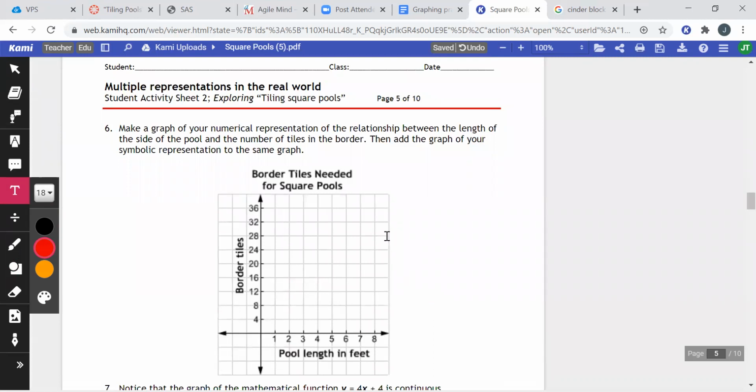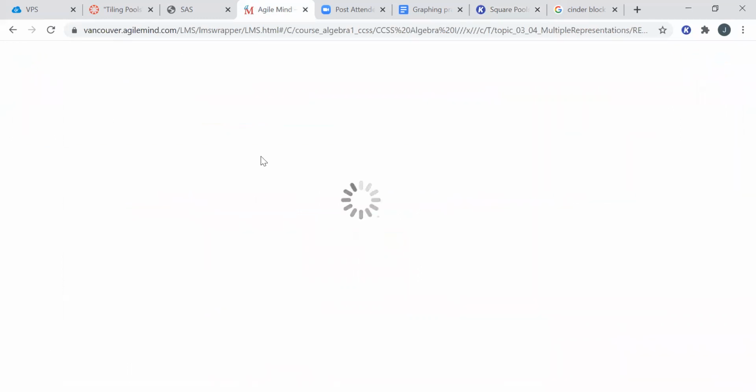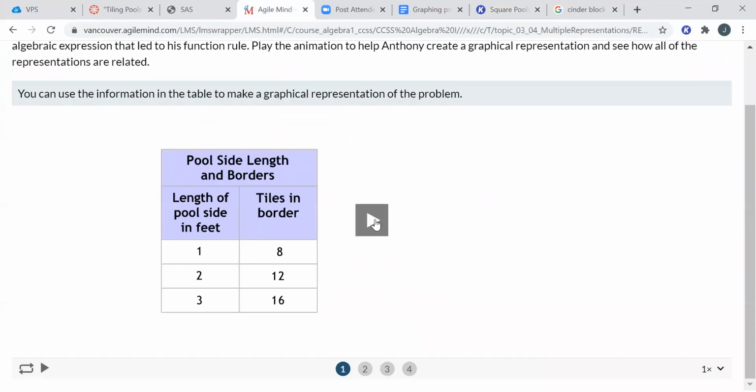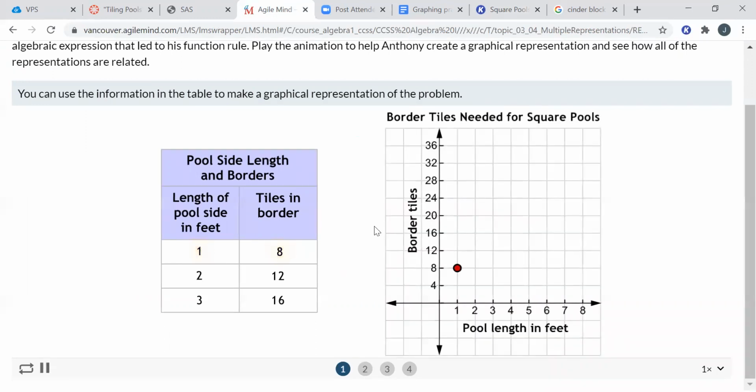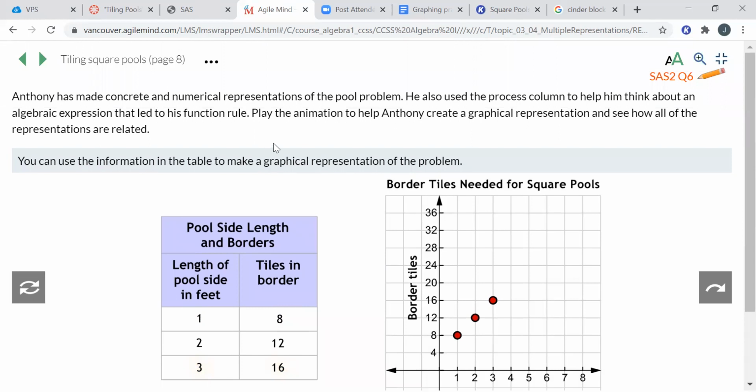Okay, making a graph. We're back to our assignment. Lots of talking to do. So next, we're going to use our information to make a graphical representation. We are back to our good friend and his tiled pool, not the flowers. So the pool was 1 by 1, 2 by 2, 3 by 3, and it had 8, 12, 16 tiles to go all the way around it. So Anthony is making a graphical representation to see how he represents all the data in his pool situation.